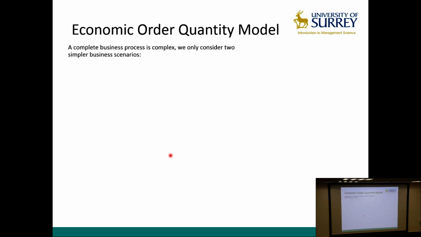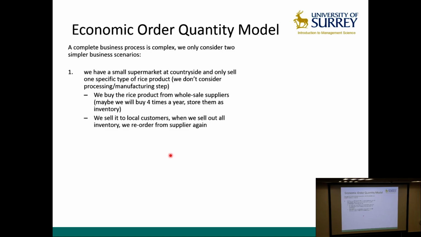Now let's consider two business scenarios. And these are actually the only scenarios we're going to consider in our questions. The first one, a small supermarket. Your business model is very simple because it is a small supermarket in the countryside, and you only sell one specific type of rice. You don't do any processing or manufacturing. You just buy from your supplier, a wholesale supplier. You buy from your wholesale supplier at a slightly cheap price, and you sell to your local customers at a slightly higher price, so you can make money and maintain the whole business. So this is very simple.